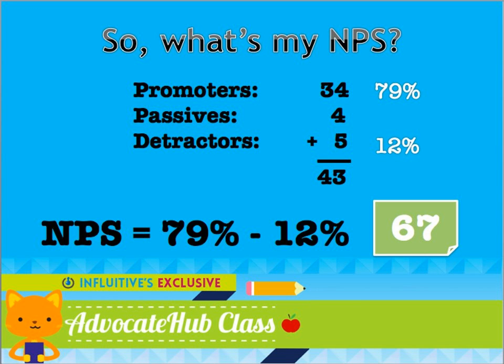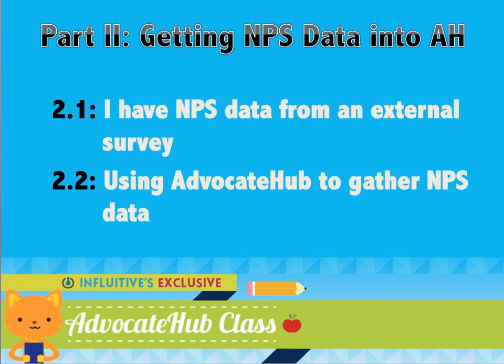So that wasn't a very in-depth explanation of NPS, but you can read up on it more if you like. But I wanted to give a brief overview for those who don't know what NPS is. Now, let's get into the meat of the class. This is where we are going to see how we can use NPS in AdvocateHub. So part 2 of this class is about getting your NPS data into AdvocateHub.